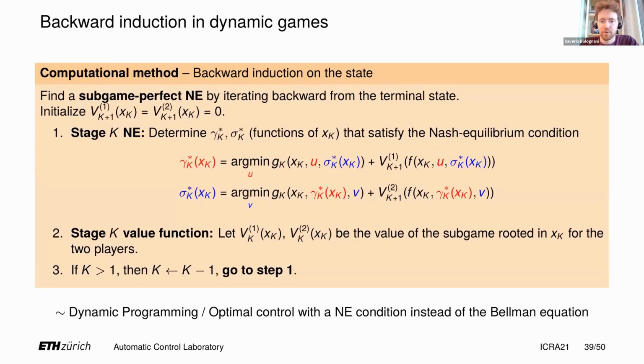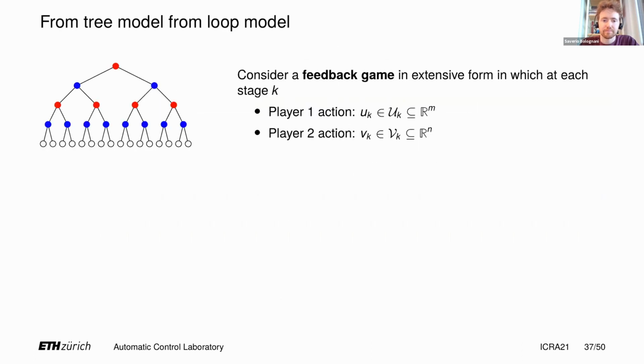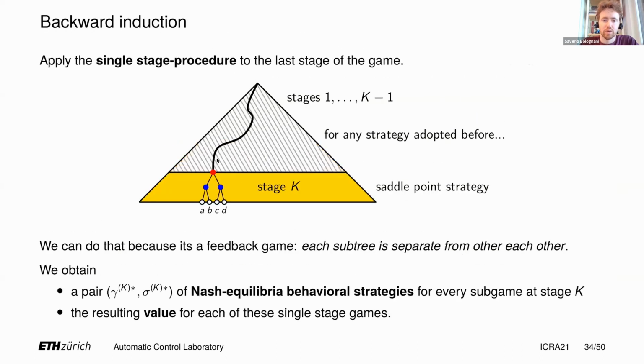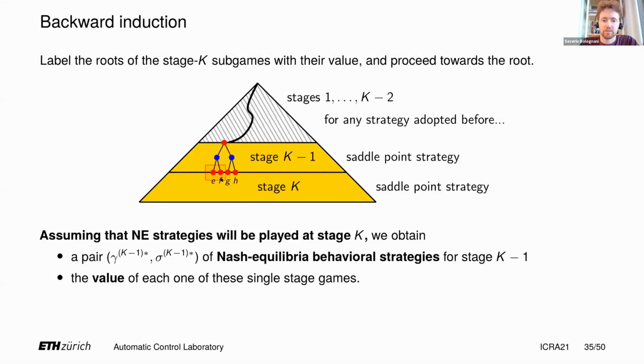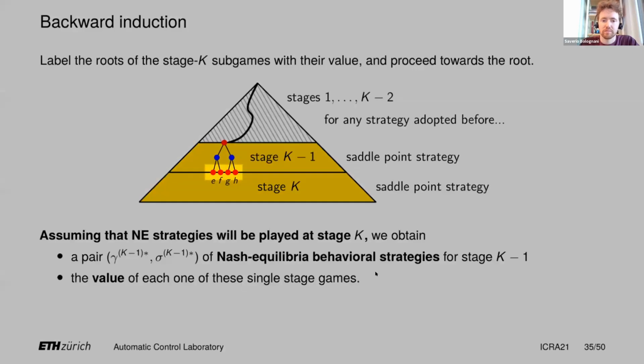Again, this is a best response kind of condition. This gamma star is optimal when player 2 plays sigma star. Sigma star is optimal when player 1 plays gamma star. What I've done here is exactly what we did here, to go from this one to this one.